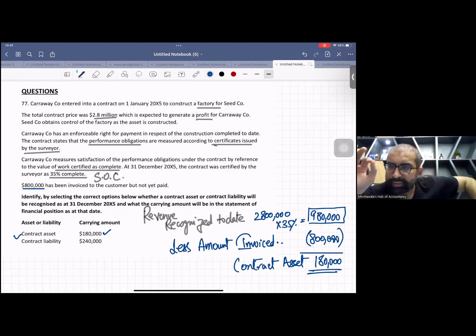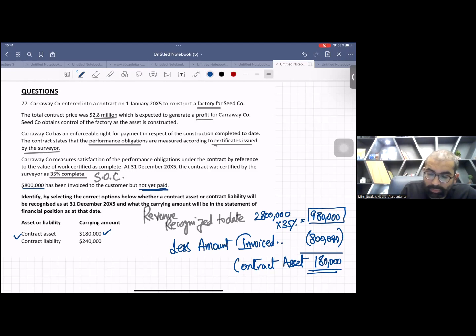One more extra thing. If they ask you for the retention receivable, the complete 800,000 is your retention receivable, because what is written here? 800,000 has been invoiced to the customer but not yet paid. It means the complete 800,000 is not yet paid, so it is your retention receivable as well. But they are not asking, so just keep quiet and enjoy your life.